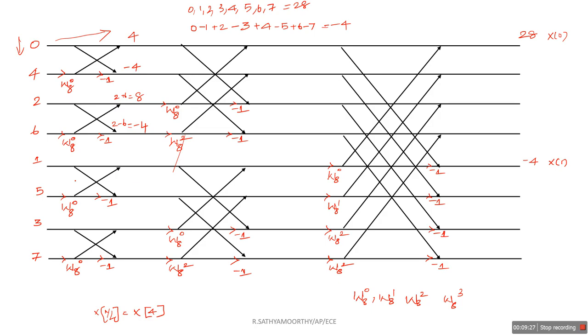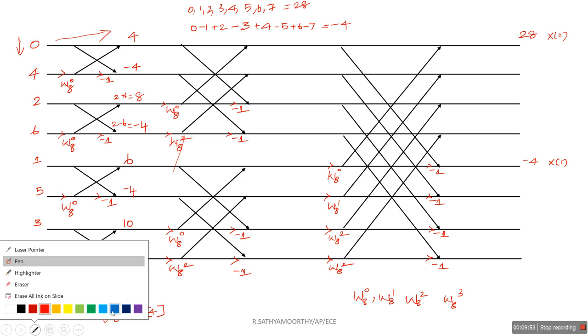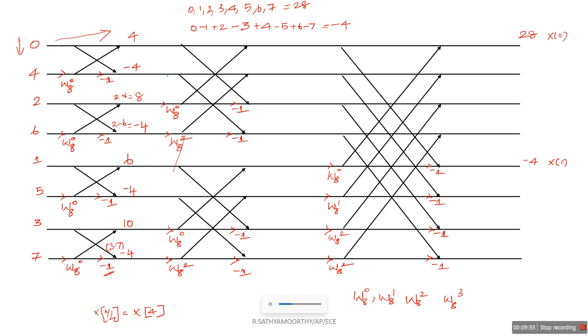Similarly, what's here? If I add 1 plus 5, I'll get 6. 1 minus 5, I'll get minus 4. Similarly, if I add 7 plus 3, I'll get 10. This is 3, and because of this minus 1, I'll get 3 minus 7 equal to minus 4. Okay, now I have calculated the first stage of values, and these are all the first stage values.